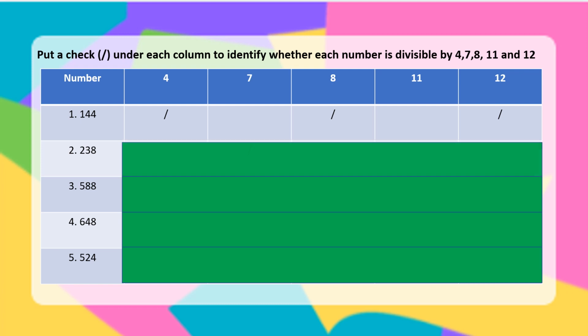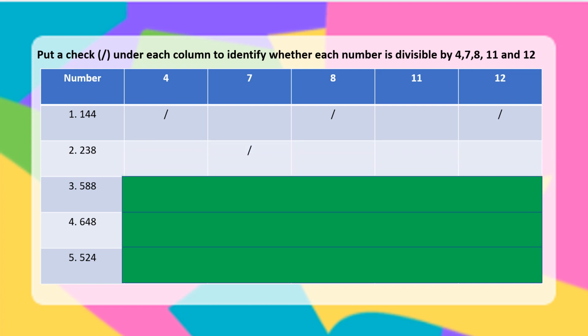Okay, let's have number 2. 238. 38, the last two digit is not divisible by 4. Okay, let's proceed to 7. It is divisible by 7. Why? If we're going to double the last digit, which is 8, 8 times 2 will become 16. Then, subtract it to the remaining digits, which is 2 and 3. So, 23 minus 16 will give you 7. And 7 is divisible by 7. The last three digits, which is 238, is not divisible by 8. Same as 11 and 12.